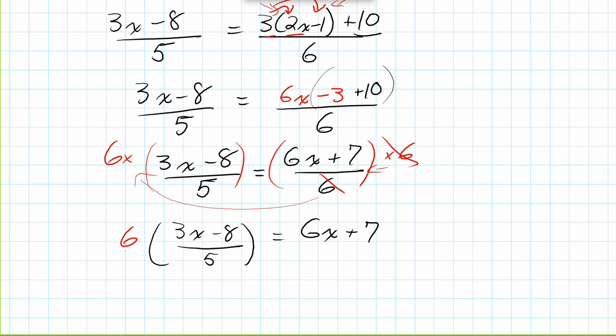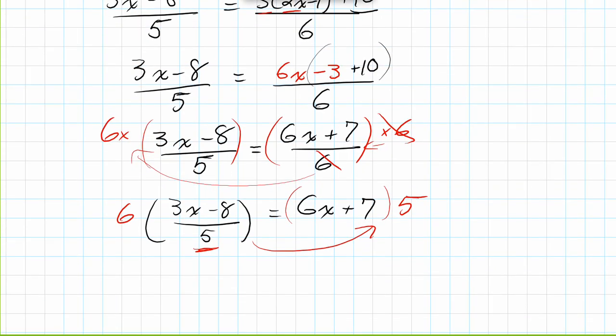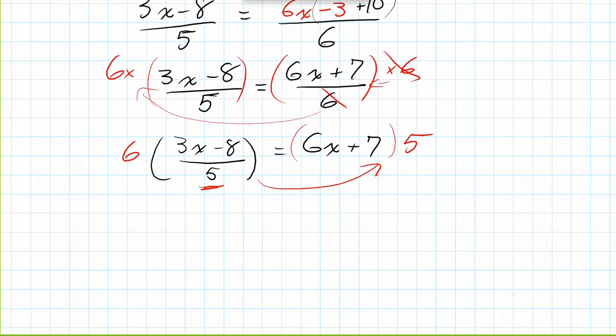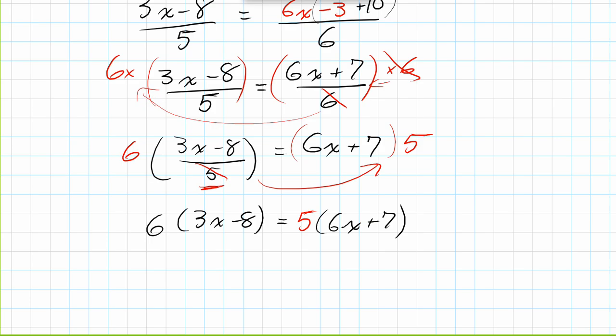In the same stroke, I can do the same thing to this 5. I can bring that over and multiply by 5. So when we do that, without actually using the distributive property, we still have this 6 on the outside, 3x minus 8, that 5 cancels out on the bottom so we don't have a fraction anymore, is equal to 5 multiplied by 6x plus 7. And just like that, we no longer have fractions.